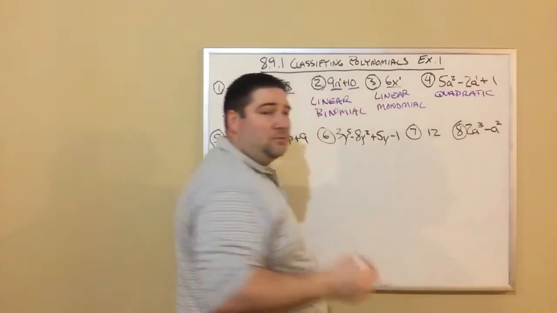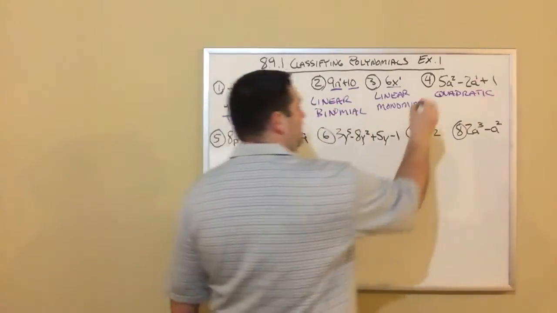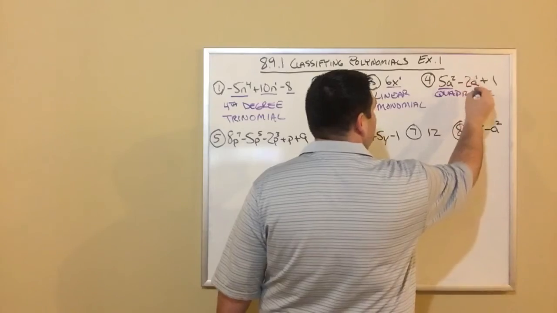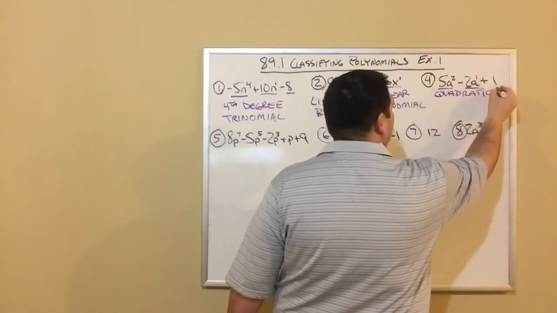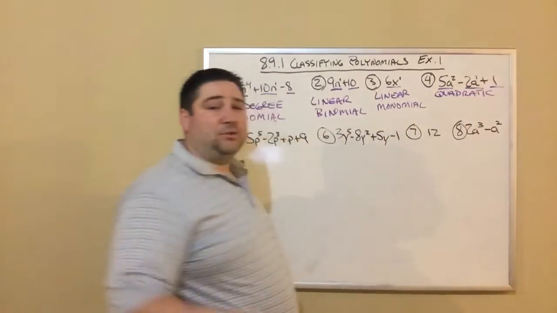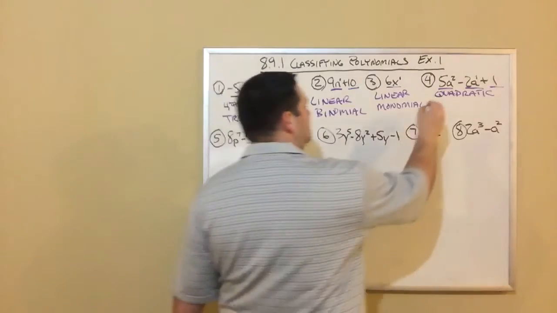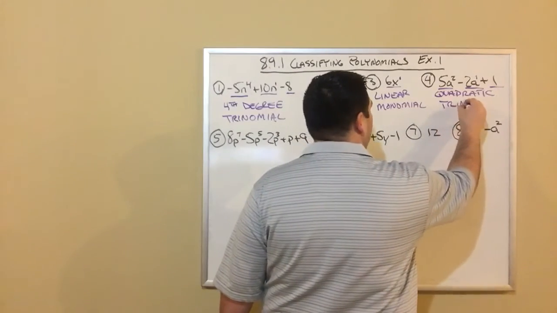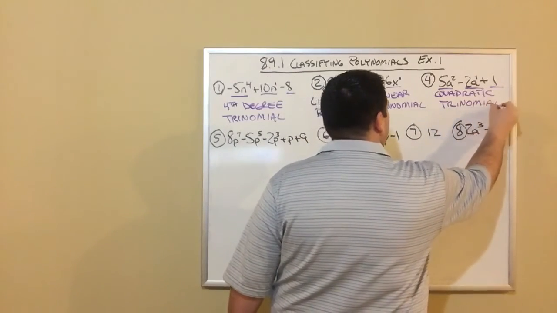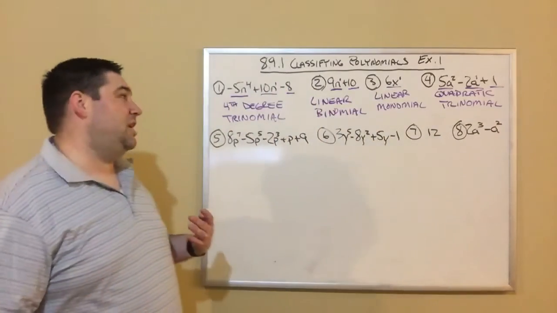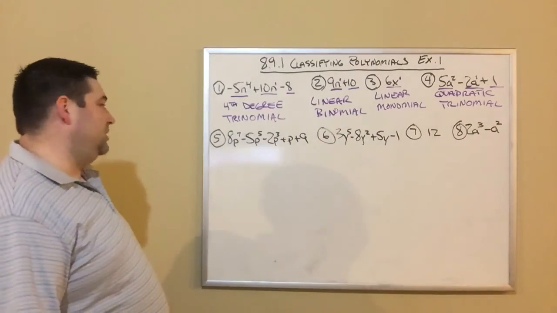And then how many terms does it have? I'm going to count them up. 5a squared is a term, minus 2a, 2a is a term, plus 1, 1 is a term. 3 terms, you look at the chart, 3 terms is trinomial. So number 4 is a quadratic trinomial. So let's move on to number 5.